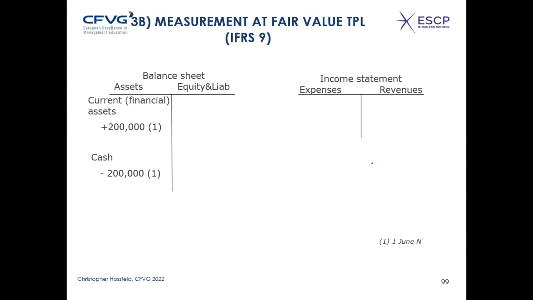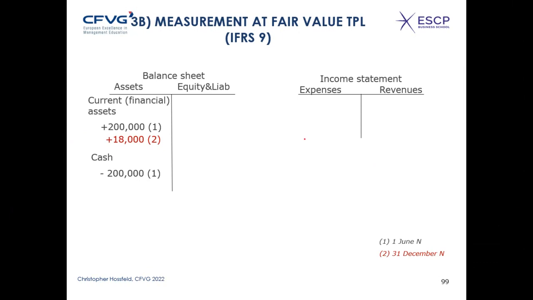At the end of the year, the fair value of my money market funds has increased to 109. That means my portfolio value now is 218,000: 2,000 funds valued at 109. So total portfolio value is 218. That means in the balance sheet at the end of the year, I need to increase the value by 18.